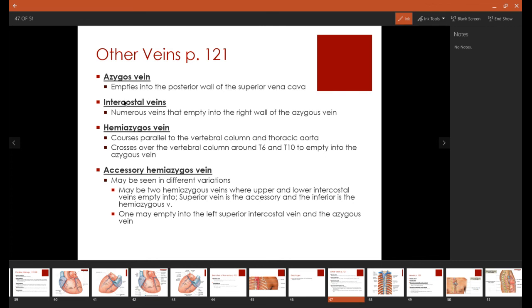There will also be lots of pairs of intercostal veins as well. And on the right side, the intercostal veins will all drain through the azygous vein, whereas on the left side, they'll drain through one of the next two veins. On the left side of the vertebral column, we have two veins. We have the hemiazygous, which is the more inferior vein that will actually cross over the vertebral column and dump its blood off into the azygous vein. And then above it, we have the accessory hemiazygous vein.